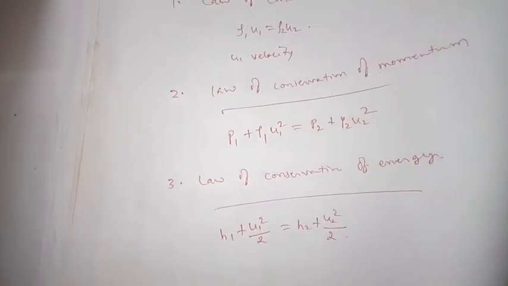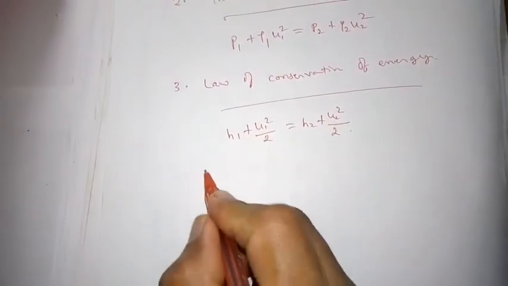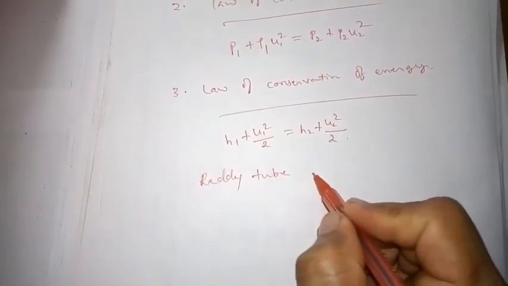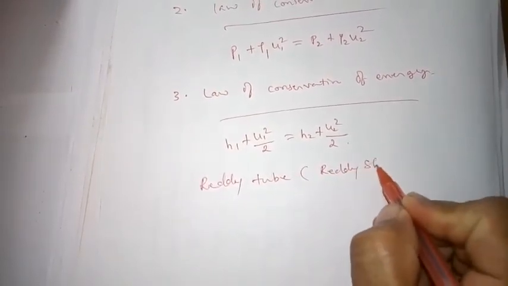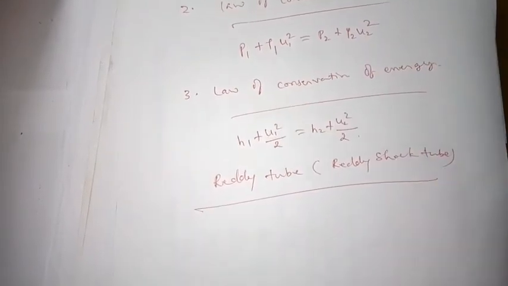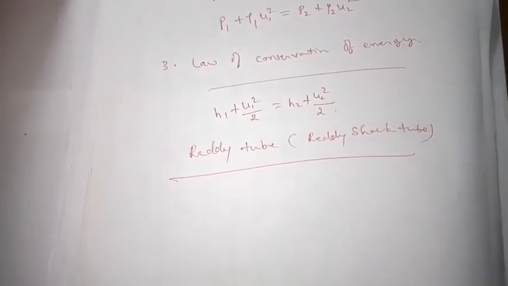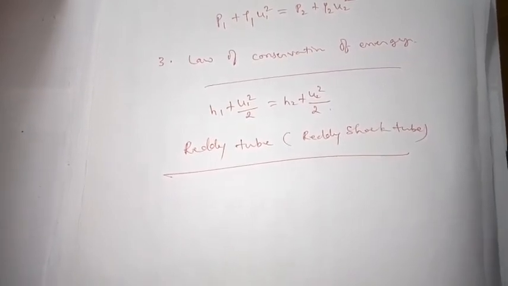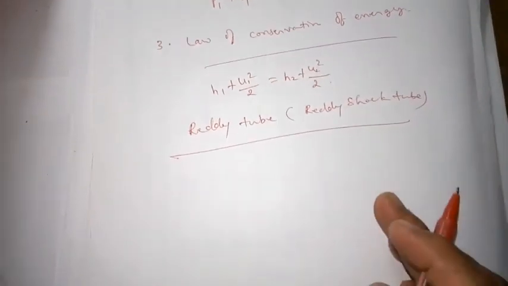Next, let us see how exactly to produce a shock wave, that is a Ready tube. It's also known as a Ready shock tube, or simply a shock tube. The Ready tube is a hand operated shock tube capable of producing a shock wave by using human energy. So let us see how exactly the construction of this is done.